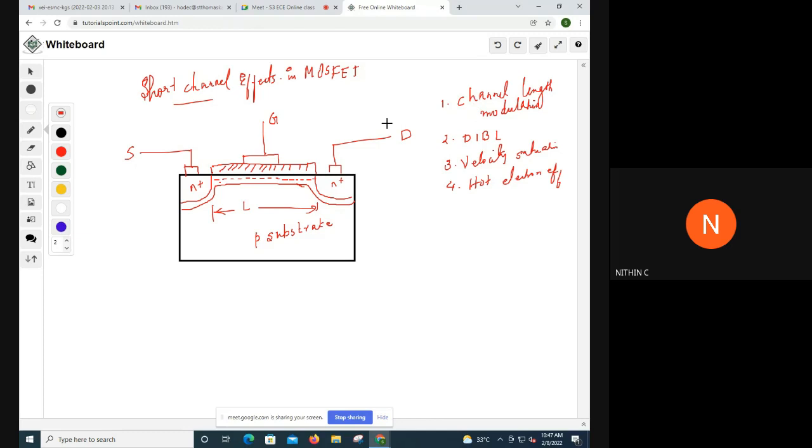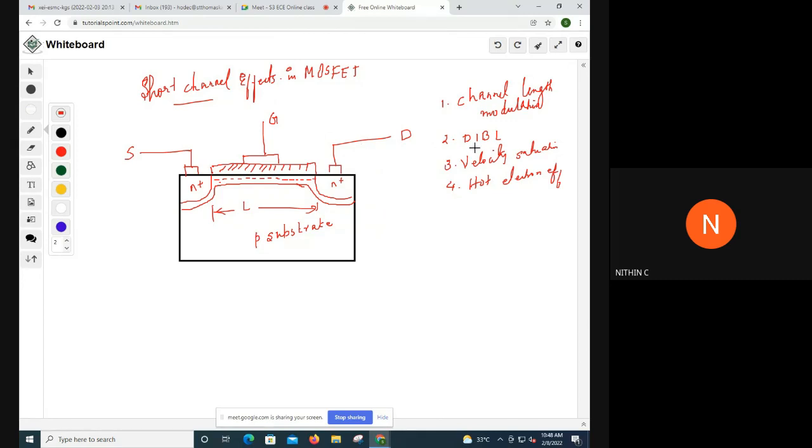Channel length modulation was that the length of the channel was found to decrease with increase in the VDS. VDS increase ചെയ്യുന്നതനുസരിച്ച്, when we increase the value of VDS, what we found was the depletion region width will extend more into the channel. If we increase the VDS further, we found that the length of the channel was being decreased. So length of the channel decrease ചെയ്യുന്ന വെച്ചാൽ there is actually some change occurring in the channel length. That is what we call modulation, channel length modulation. We have changed the length of the channel with respect to the applied VDS voltage.